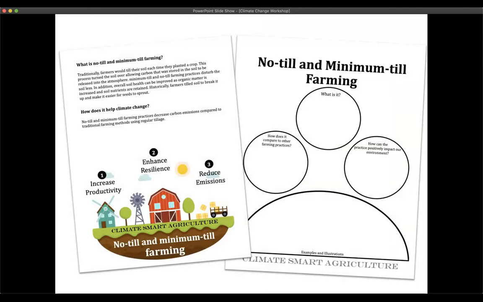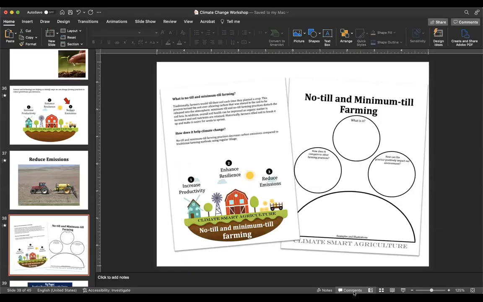Inside this climate smart agriculture lesson, there are climate smart agriculture cards, and here's an example of one. There's 10 of them that show your students different climate smart agricultural practices. And I'm going to go to the lesson to show it to you.